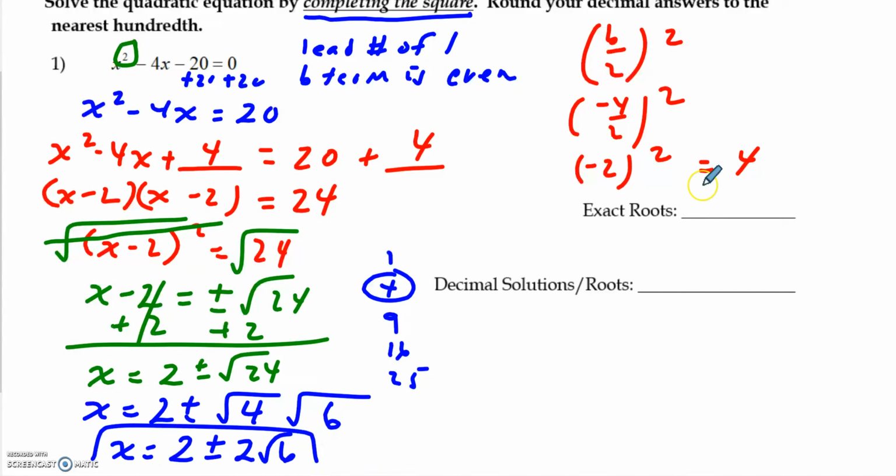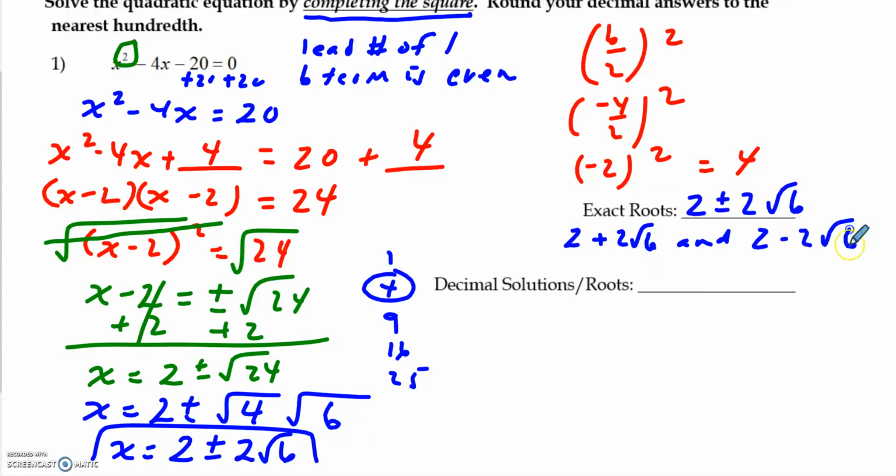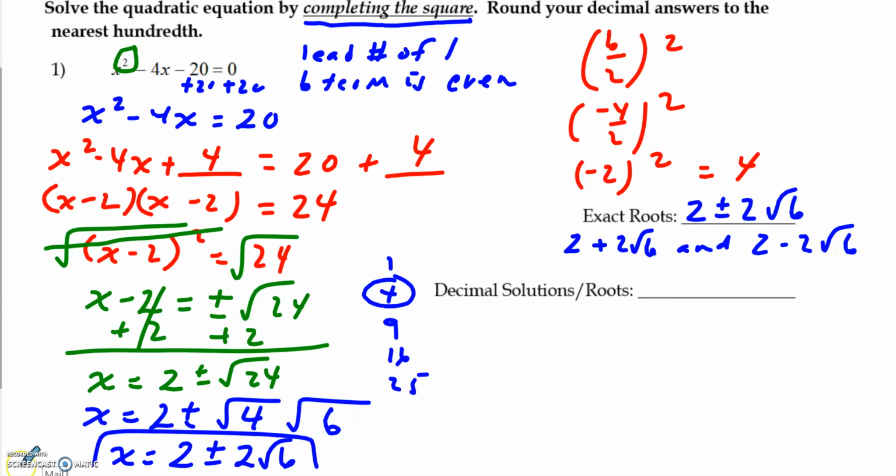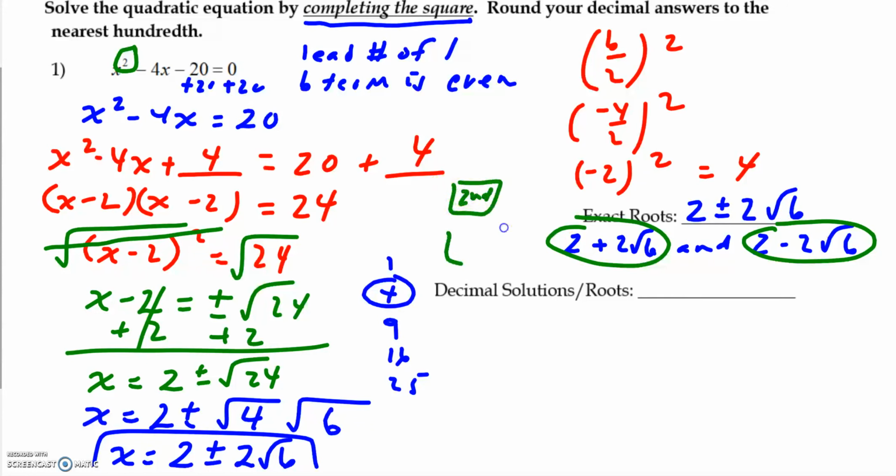So over here, my exact roots would be 2 plus or minus 2 root 6. And yes, you could write that as 2 plus 2 root 6 and 2 minus 2 root 6, if you prefer. Now, if you want to find the decimal answers, you need to type this into your calculator and then separately this into your calculator. Remember, with the graphing calculators, you have to press second and then x squared in order to get the square root.